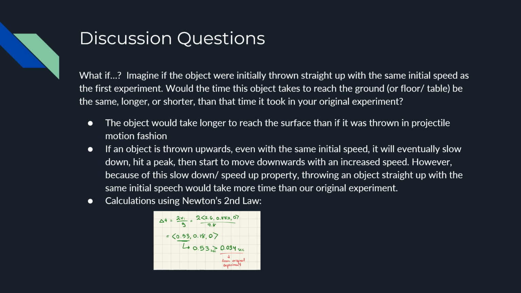If the object was thrown upward, even at the same speed, it would eventually slow down, hit a peak, and then start to move downwards with increasing speed. Because of this slowdown and speed up, throwing an object straight up in the air with the same initial speed would take more time than our original experiment. Additionally, to support this, I used some calculations using Newton's second law, as you can see below, and the delta t turned out to be 0.53 seconds, which is greater than the change in time for our initial experiment.